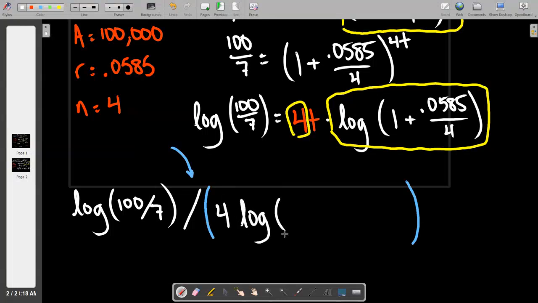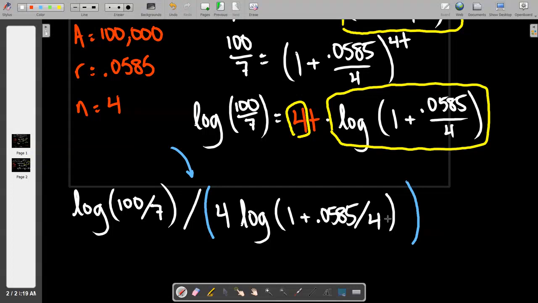and it's going to open a set of log parentheses, at which point I'm going to do 1 plus 0.0585. I'm going to divide by 4, and then I'm going to close that parentheses, that set, and then I have to close again to tell the calculator, hey, I'm done screwing around in the bottom of the fraction. You're good to go.